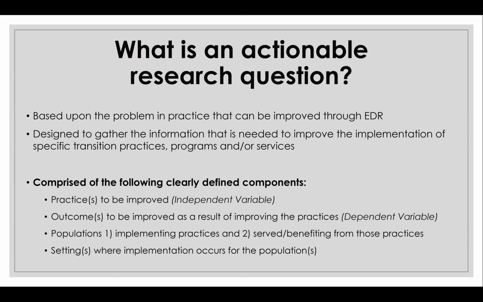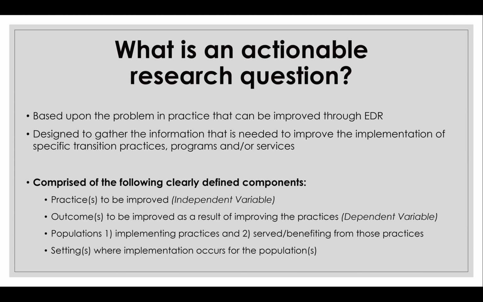The outcome is that if we improve those practices, programs, and services, this is the student or family level outcome that will result from improving our practices. The population is who's implementing the practices, so which stakeholders, and who's benefiting and being served by those practices. So young people, family members. And where does implementation occur? Is it in your program? Is it in a school? Is it at the district level? Where is it? In your agency?